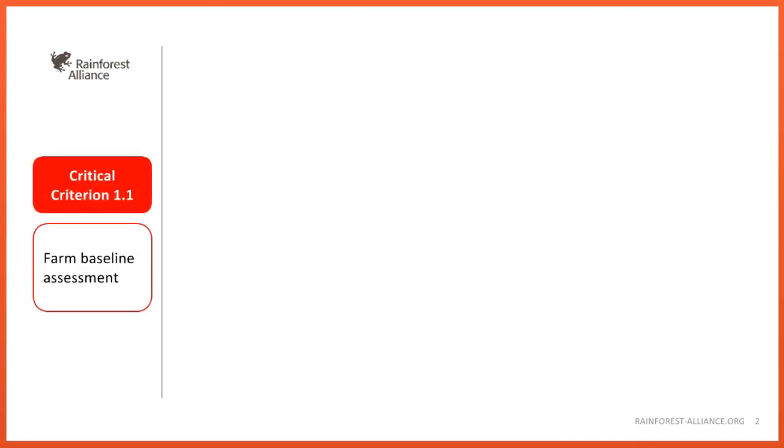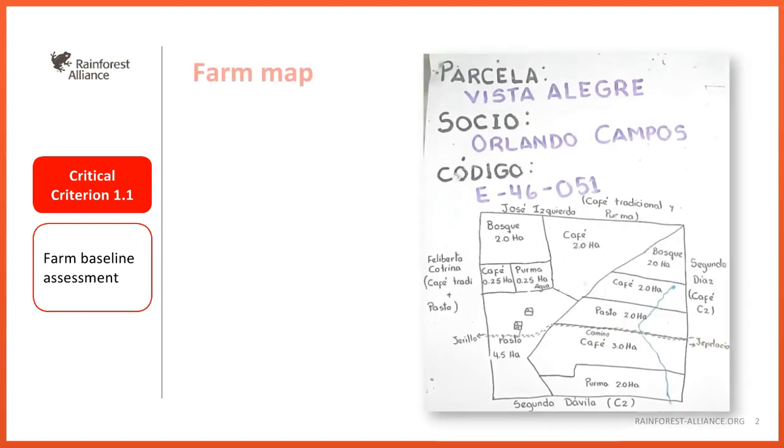Critical Criterion 1.1 asks for a farm baseline assessment to be conducted or updated every year. The first element for a baseline assessment is a farm map. Why is a farm map important? In order to make a good plan to manage your farm, you first need to know what exactly is on and around your farm. These are the elements that need to be included in a farm map.